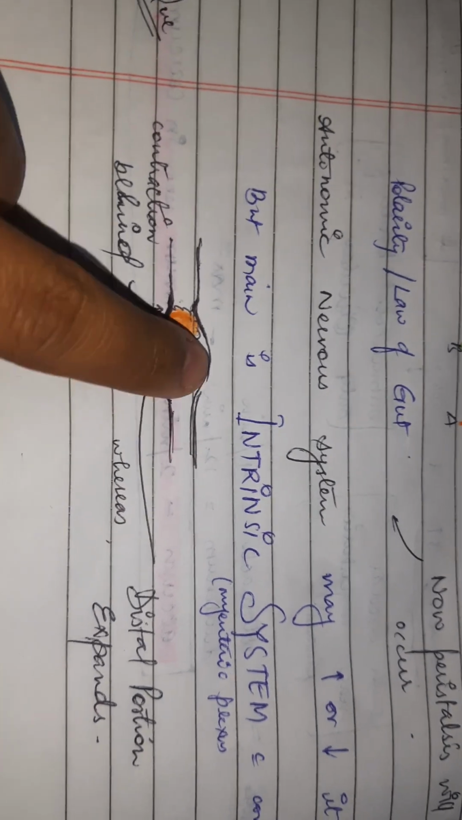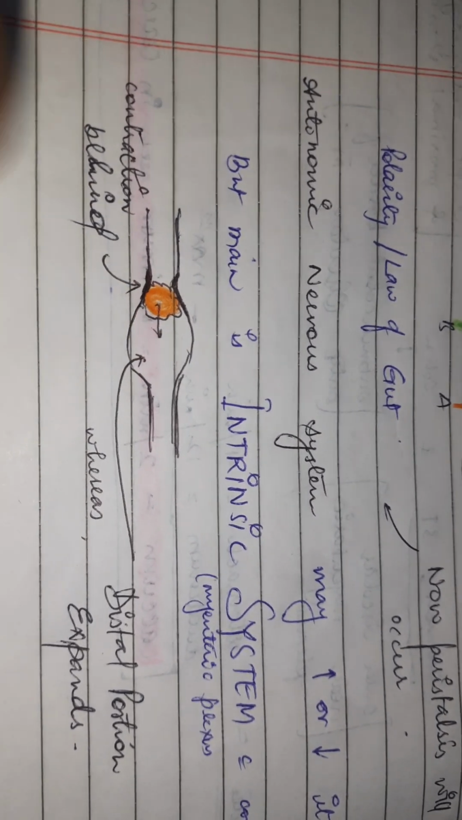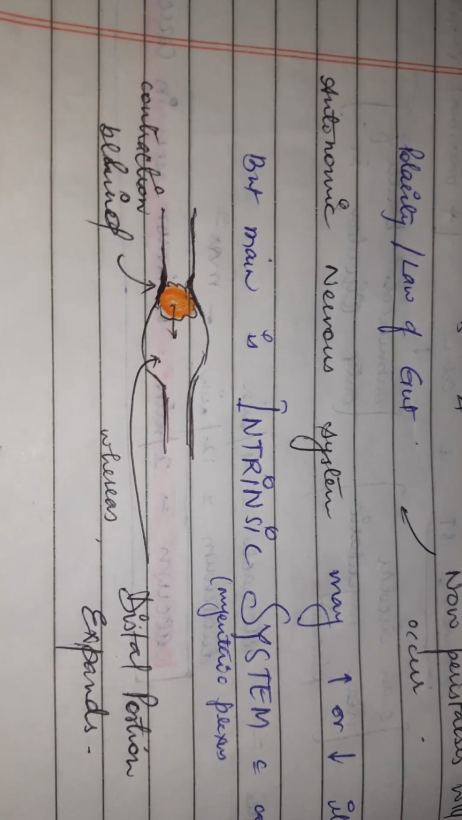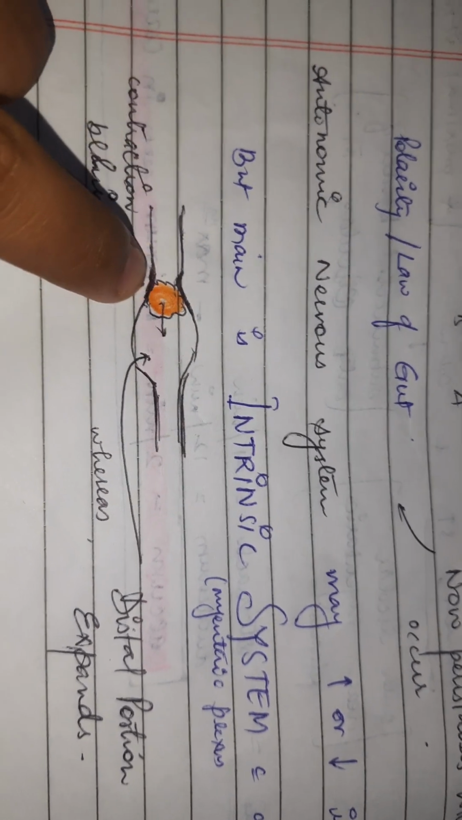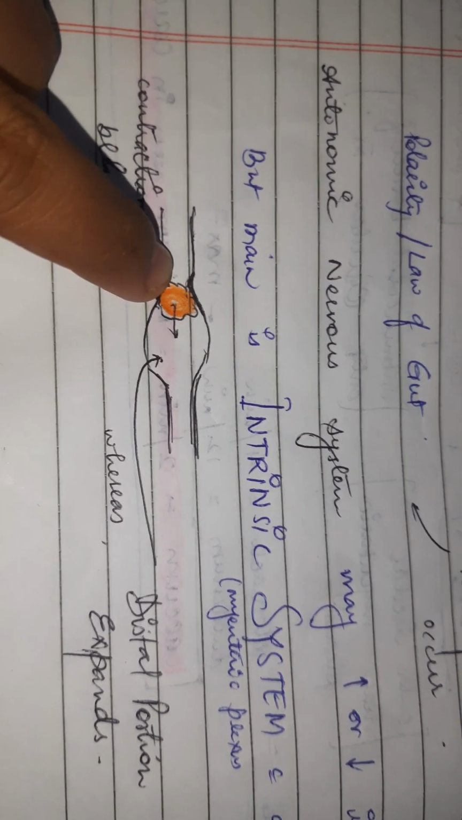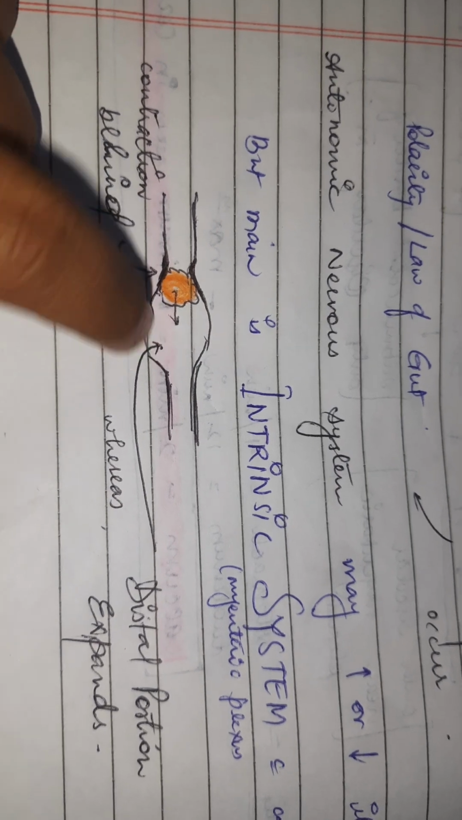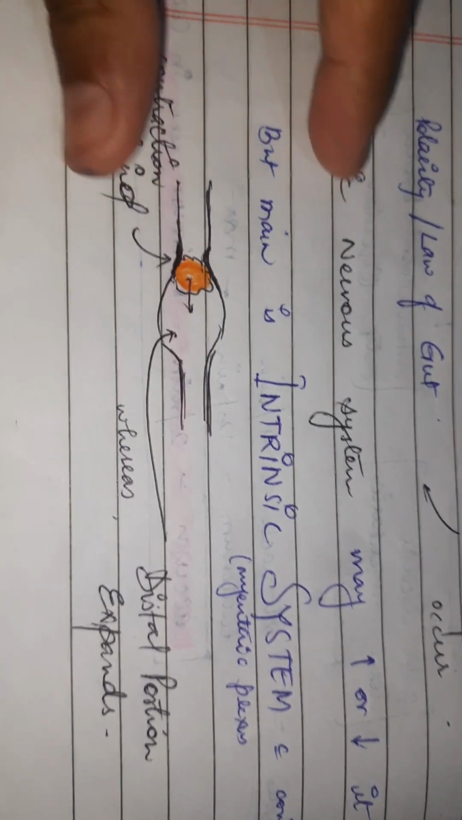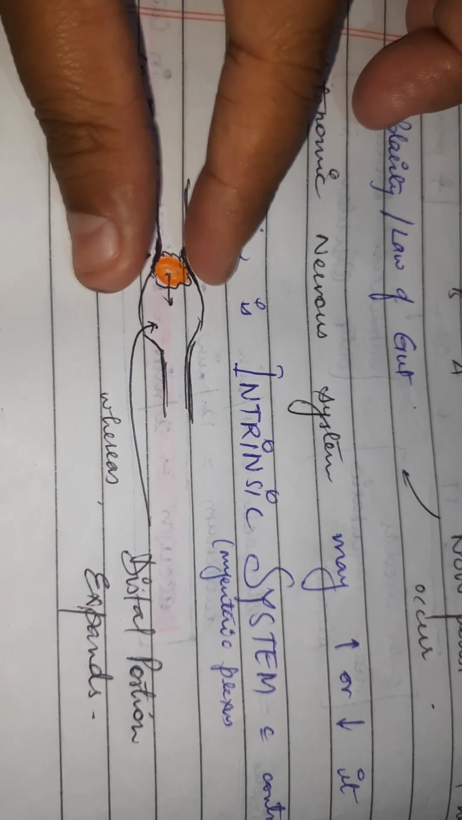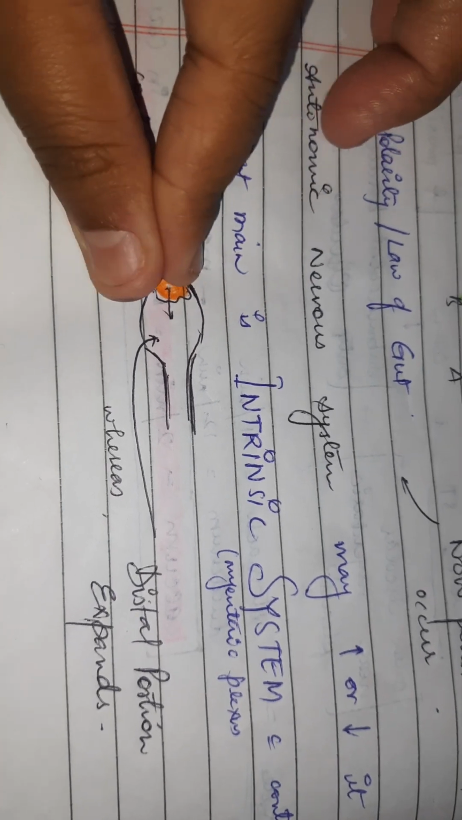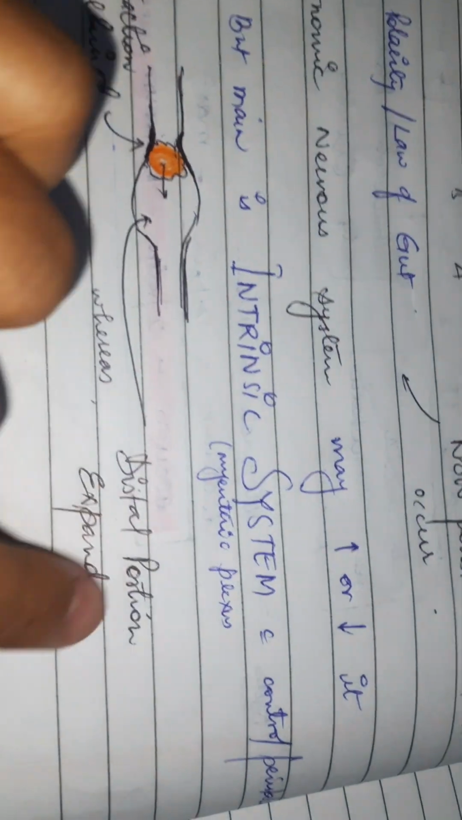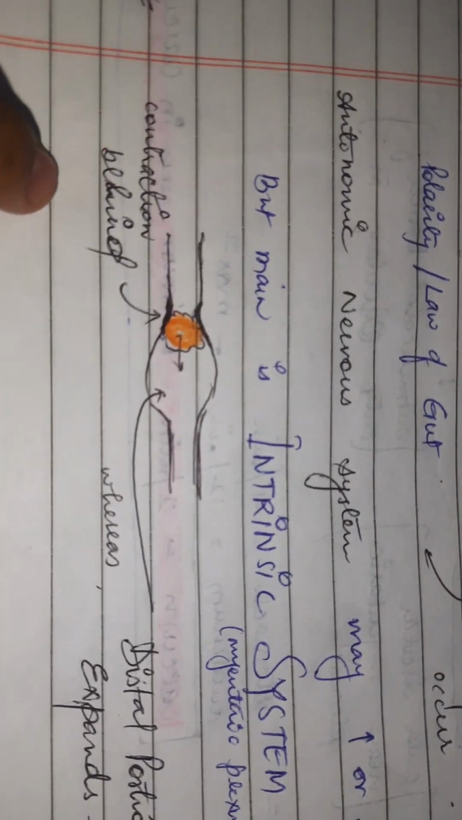Like this, the orange colored part is the bolus and this is the esophagus. As the food is passed through it, the contraction occurs here behind the bolus and relaxation occurs ahead. So the esophagus contracts here and pushes the food forward, whereas the distal portion expands, and contraction occurs behind the bolus.